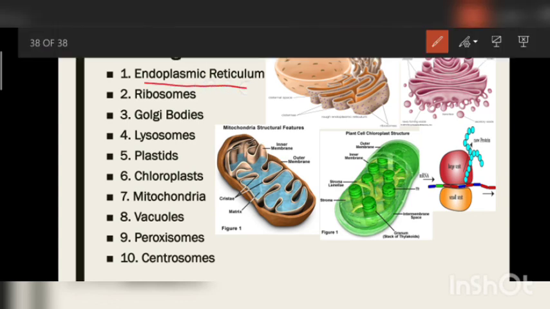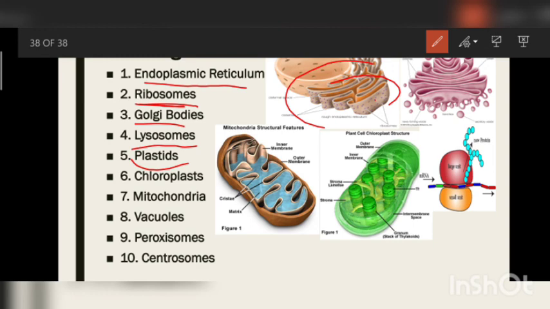See, endoplasmic reticulum and ribosome. Where is the endoplasmic reticulum? It is outside of the nucleus. Ribosomes are present on the RER. RER means rough endoplasmic reticulum. The main function of the ribosome is to make protein for the cell. Golgi bodies. What do you know about Golgi bodies? Golgi bodies are a secretory organelle which helps to secrete many substances, for example melanin, due to which your skin color is present. Lysosomes help in digestion. It is called the suicidal bag.